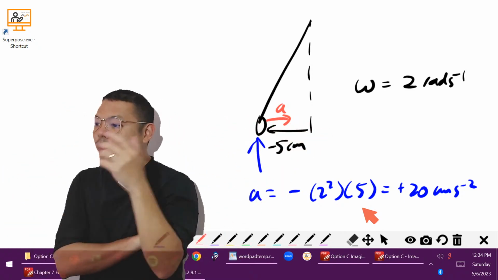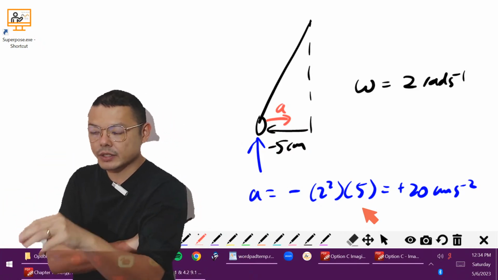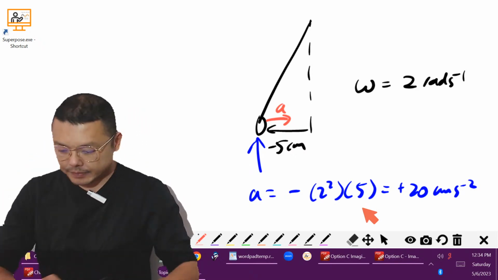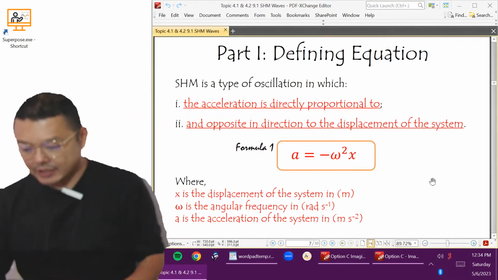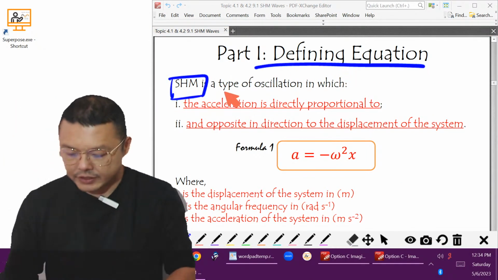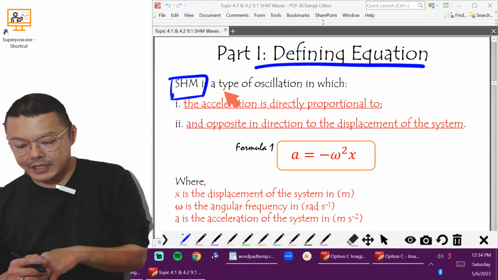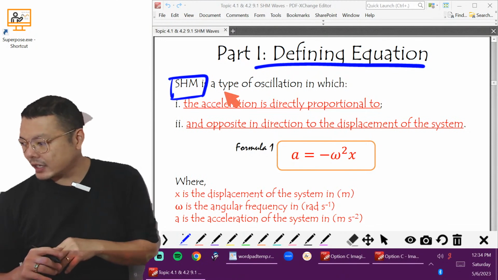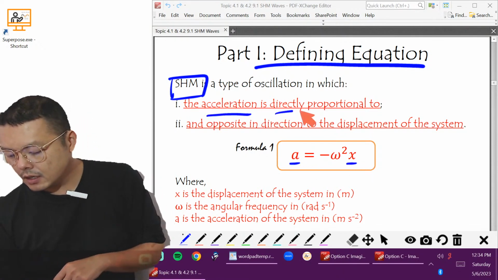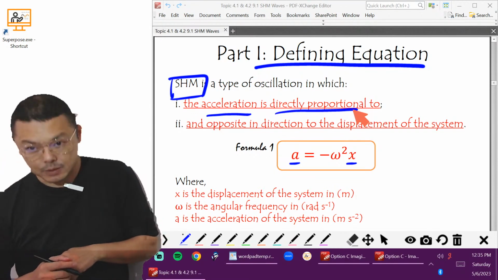So now we know what the equation is for. Let's talk about the significance of the equation. This equation is what we call the defining equation of SHM. And according to this defining equation, number one, acceleration is directly proportional to the displacement.